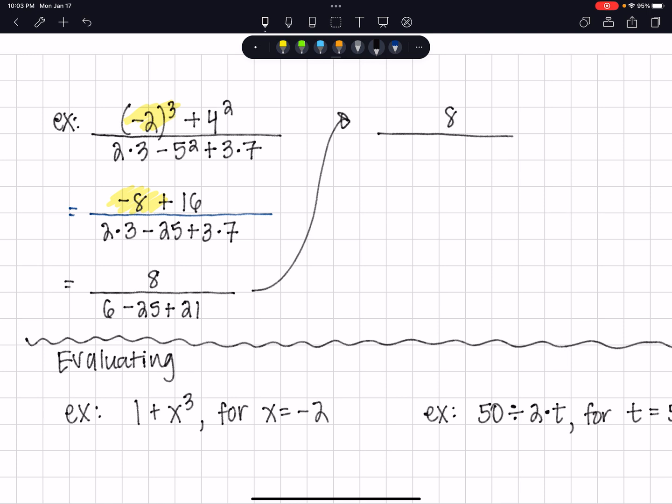Now 8 is going to stay in the numerator, but the denominator, 6 minus 25, is going to be negative 19. Negative 19 plus 21 is 2, and 8 divided by 2 is 4.